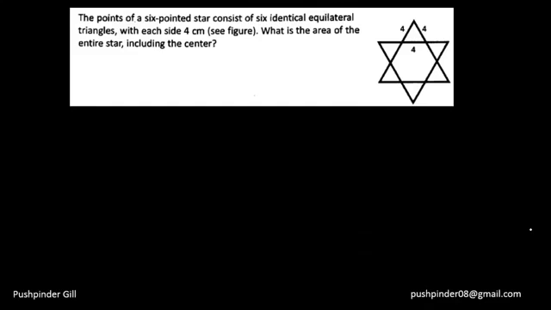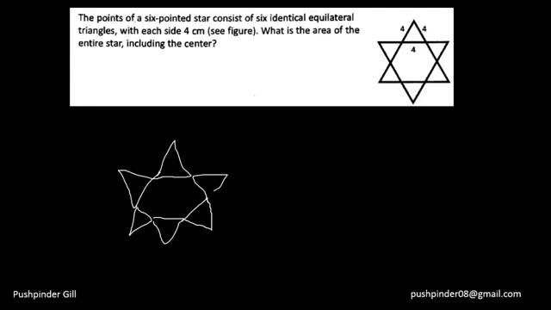Alright, let's go ahead and do some questions so that I show you how these properties are important. As I said, you just need to know these properties. Now, let's see. This question gives a figure, something like this, and it says that the star consists of these triangles, and they all are equilateral triangles with side 4. What is the area of the entire star?